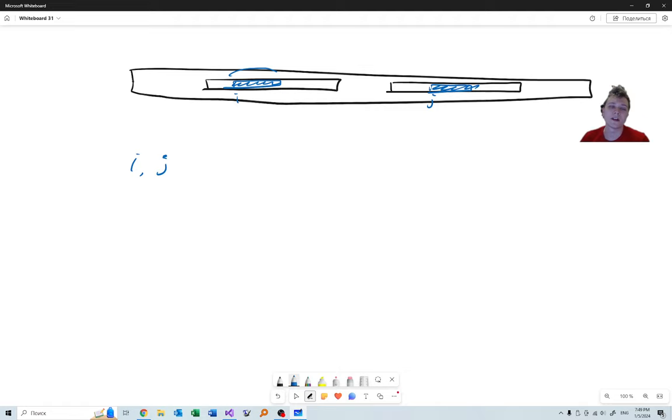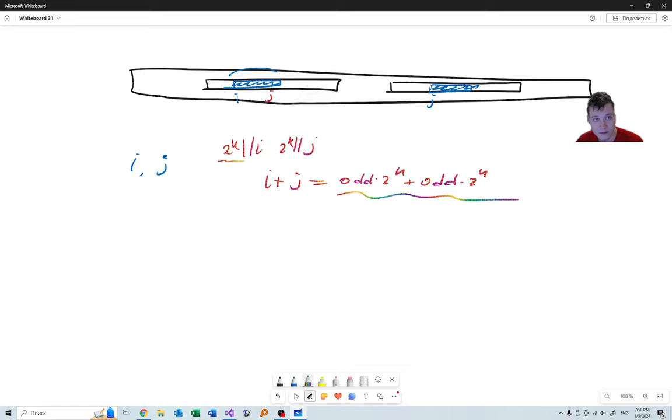So the key observation, I believe, is to look at the maximum power of 2 in this string. Assume that you have some number i in which the power of 2 is k, and some other number j in the same string whose power of 2 is also k. Then i plus j is also divisible by 2 to the k, but it is odd number times 2 to the k plus odd number times 2 to the k. So actually this number is divisible by 2 to the k plus 1. So there is a bigger power of 2.